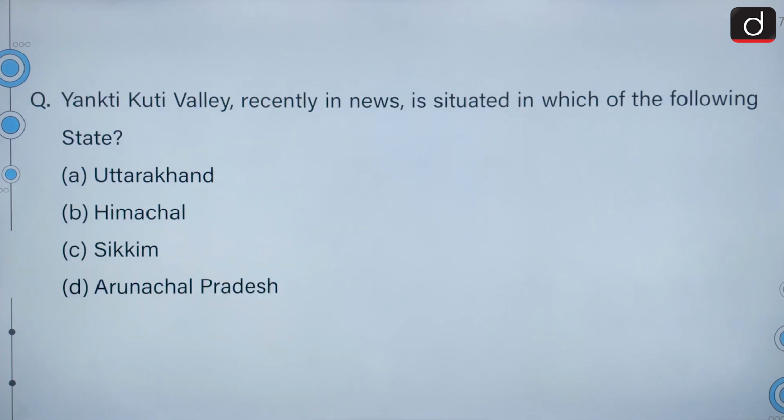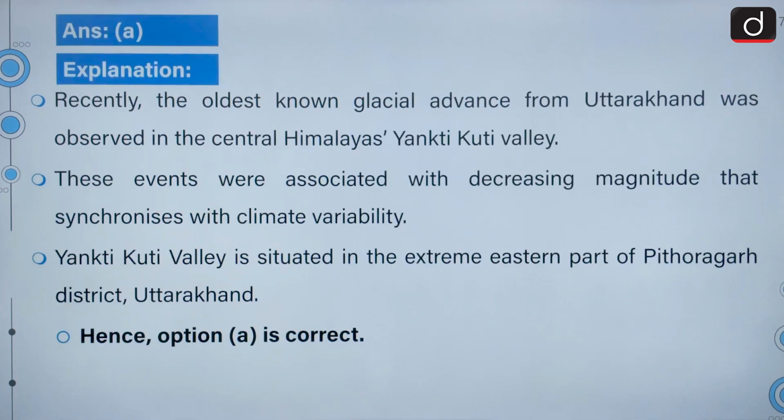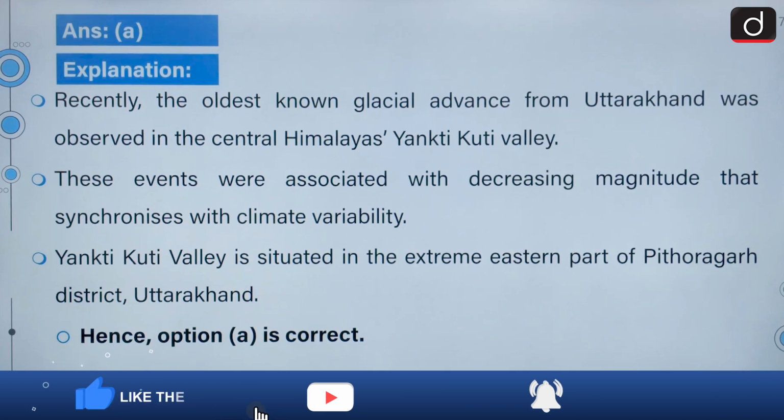Yankti Kuti Valley, recently in the news, is in which of the following state? The correct answer is Uttarakhand. Recently, the oldest known glacial advance of Uttarakhand was observed in the central Himalayas, Yankti Kuti Valley. These events were associated with decreasing magnitude that synchronizes with climate variability. This valley is situated in the extreme eastern part of Pithoragarh district, Uttarakhand.